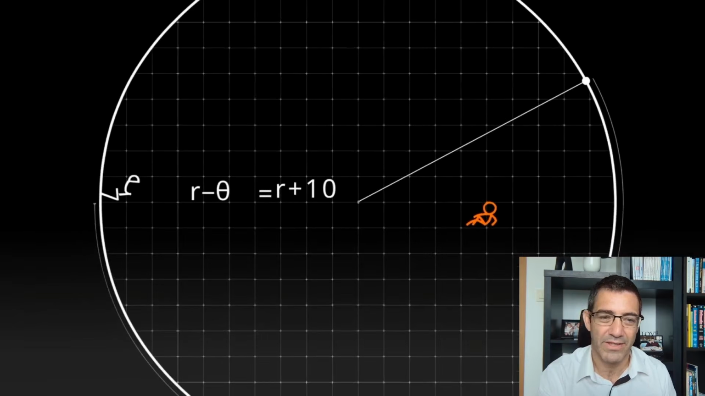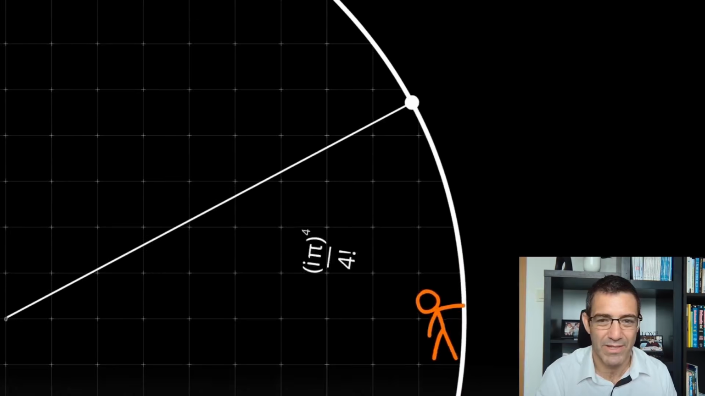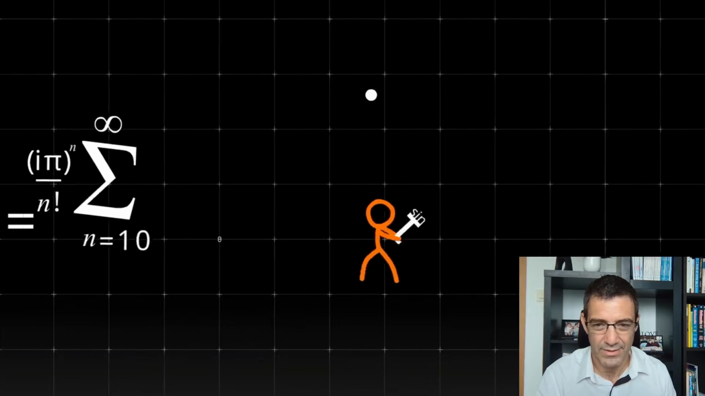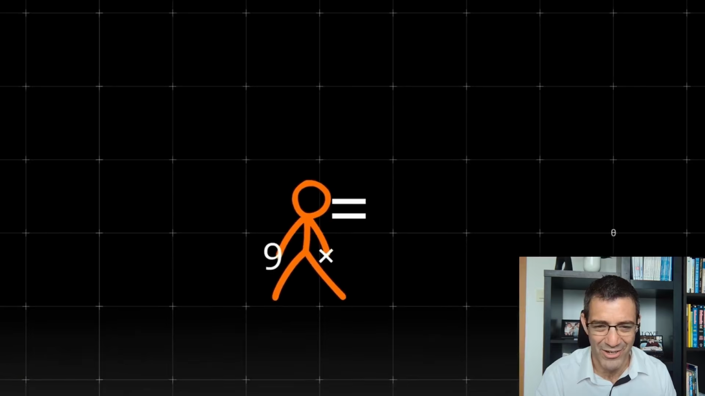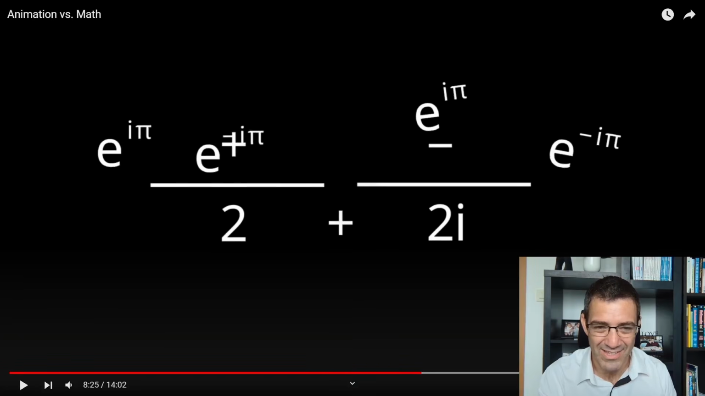Oh, he reappeared on the other side. He just kind of negated himself. He's being chased by that Taylor series again. Knocking him out with a sine curve. Not happy. Oh, what's this?